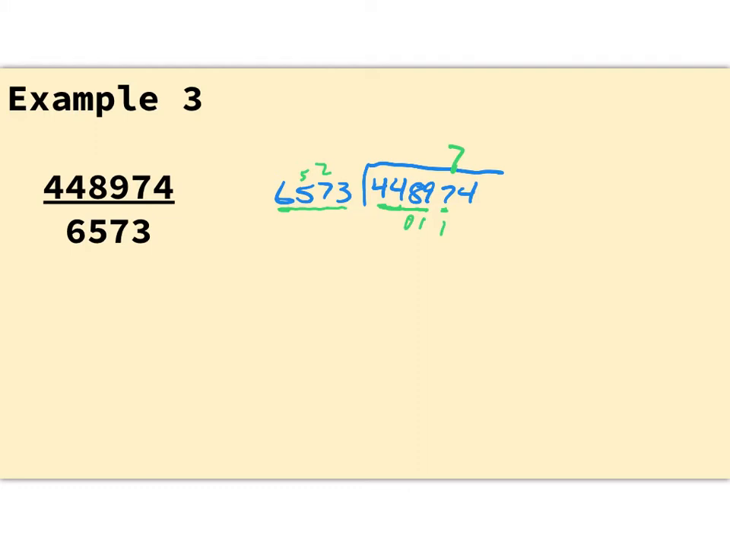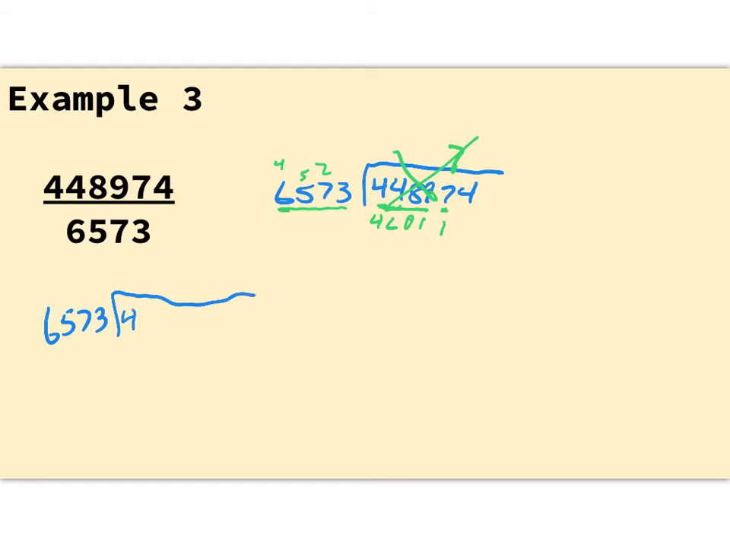And it's very important to keep your numbers lined up. Carrying a 4. 7 times 6 is 42 plus 4 is 46. This number is bigger than this number. So 7 does not work. The number is too big. So what you're going to have to do is start again with a smaller number.